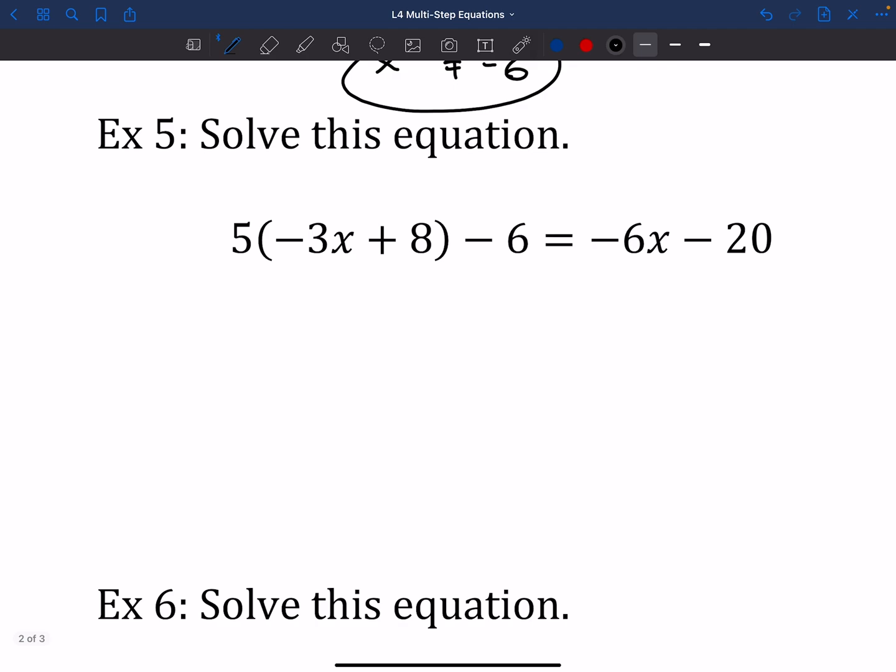All right, so number 5, looking kind of similar to the last couple. There's some distribution to do, and then spoiler alert, we might have some like terms to combine on this one. So what we're going to start off with is just the distribution. That's our very first step.